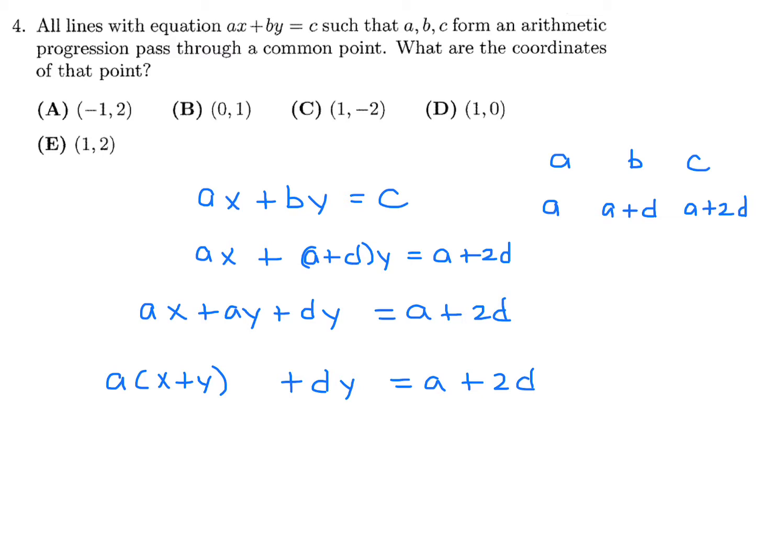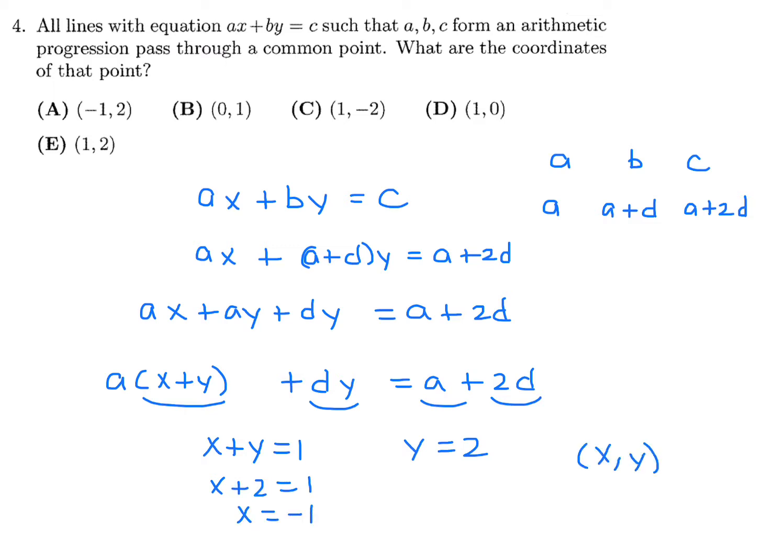Okay, so that means that this has got to be 1 in order to match that. So x plus y has to be equal to 1. And for this to match this, that means y must be equal to 2. Okay, so if y equals 2, I can sub that into here. So x plus 2 is 1. So therefore x is negative 1. So my point x, y is negative 1, 2. And there you go. Number 4, the answer is A.